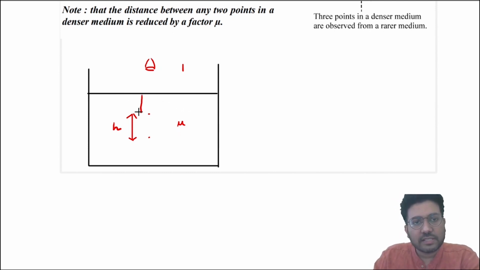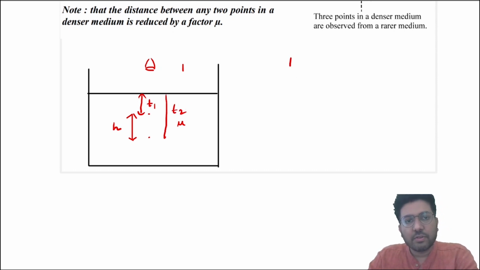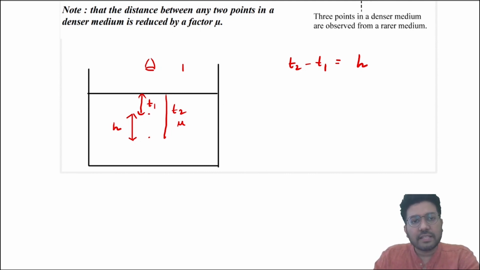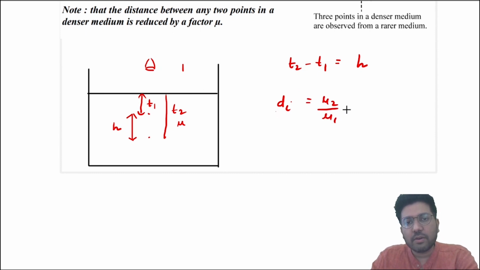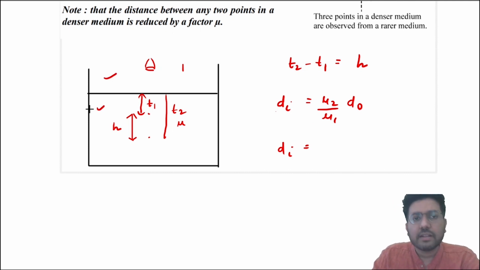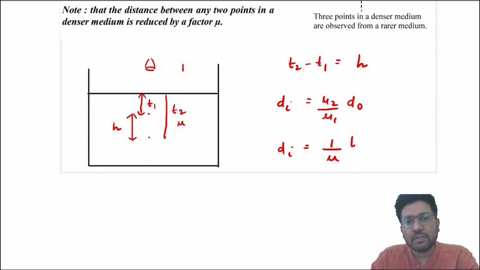So suppose this distance is T1 and this whole distance is T2. Then you know that T2 minus T1 is the actual separation between them, and that is H. Right? Now you know that this is the object for the interface. So di is equal to mu2 by mu1 into do. You know that formula. Now light is moving from here to here, so mu2 is 1, because light is moving from here to here. So this is the incident side. So I will write mu2 is 1, mu1 is mu, divided by do, which is T1.